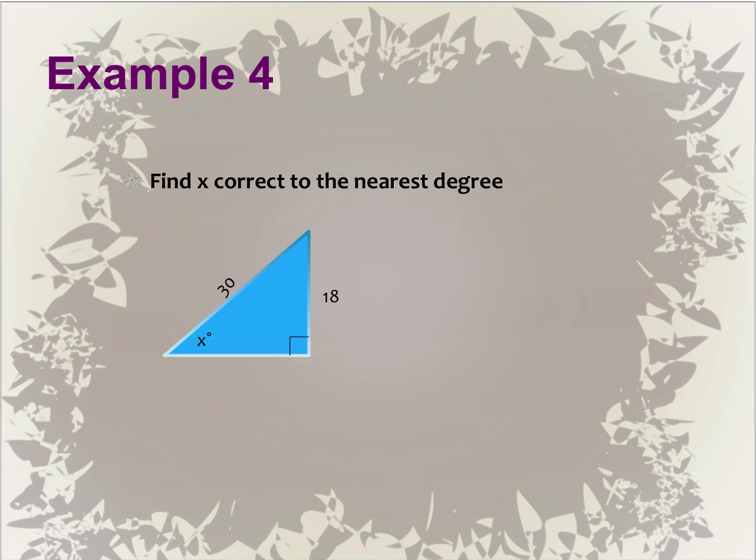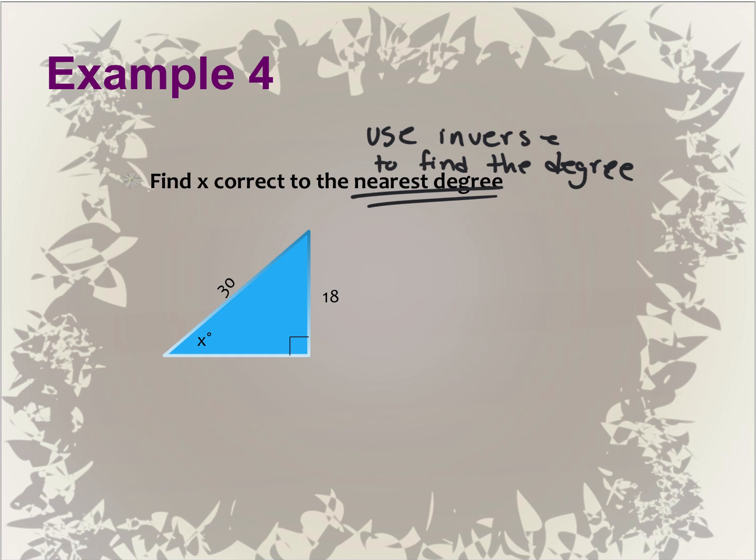For example 4, they want us to find it to the nearest degree. So that is the rounding instruction. Remember to use the inverse to find a degree. So in this one, we're trying to find x. Since you want to find x, which is an angle, everything is in relation to this angle. This side is the opposite from x, and this side is the hypotenuse, because it's across from the 90.